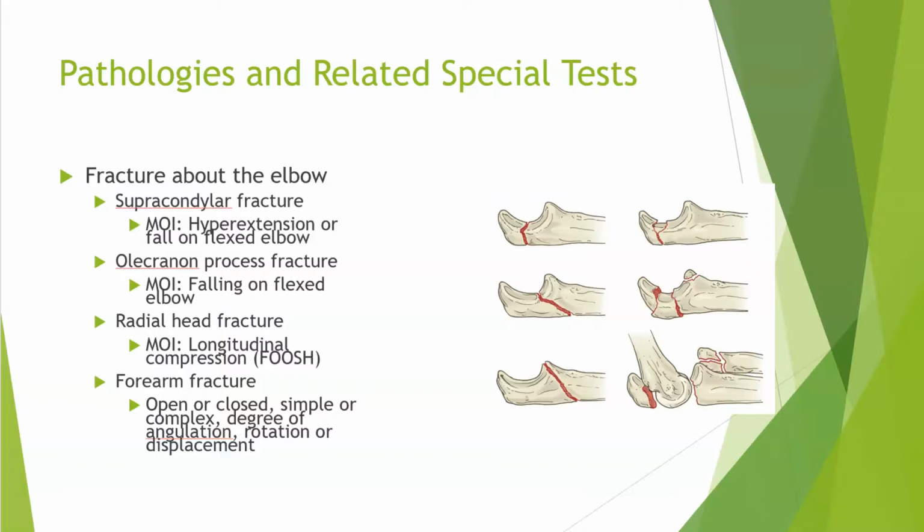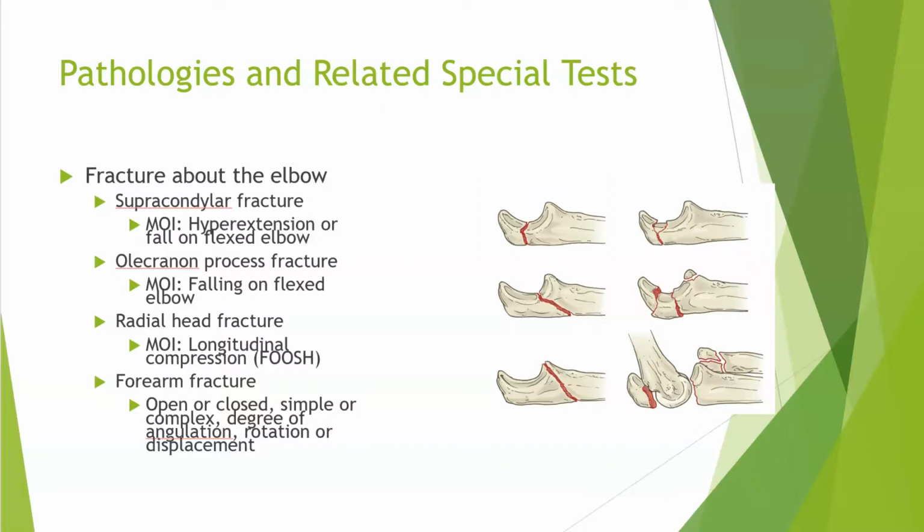The olecranon process fracture is usually just falling on a flexed elbow, and I see those frequently in usually volleyball and basketball, when they're falling on that hard gym floor, and they land just right on that, and it ends up fracturing off.